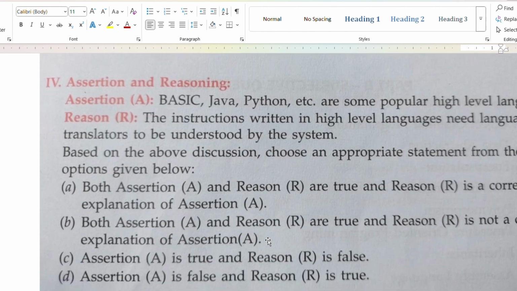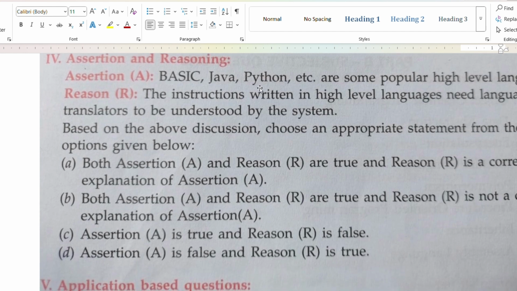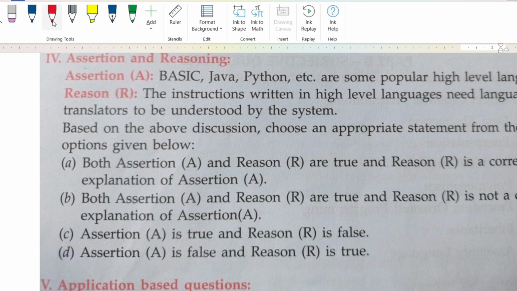Assertion, reason, basic Java, Python. Assertion, Java, Python etc. are popular high-level languages. Reason, high-level language instructions need a translator. Both are true, and reason is the correct explanation. Option A is correct. Match the following OOP concepts.